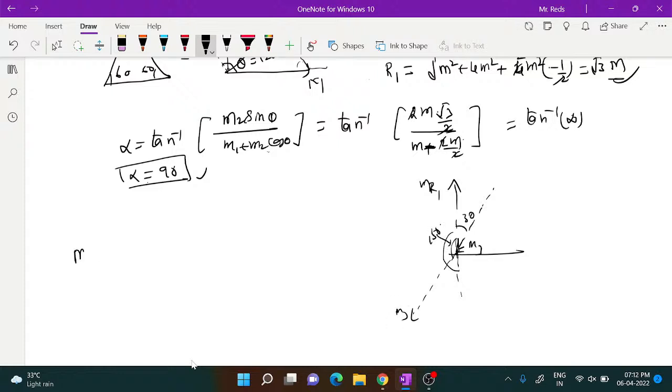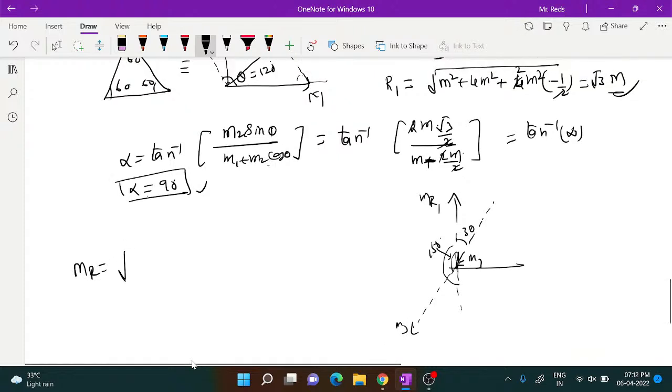So now the final resultant is the square root of this magnitude. Root 3m whole square is 3m square. Plus this is m3, which is 3m, so 3m square is 9m square. Plus 2 m1 m2, where m1 is root 3 m, m2 is 3m, into cos theta.